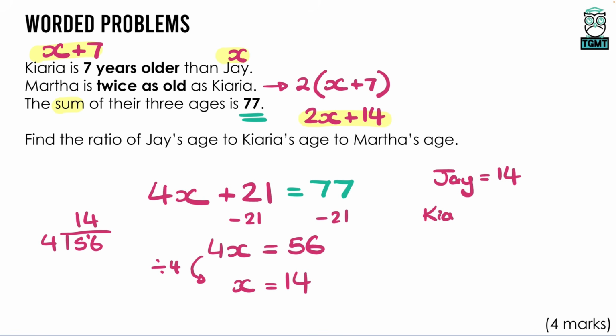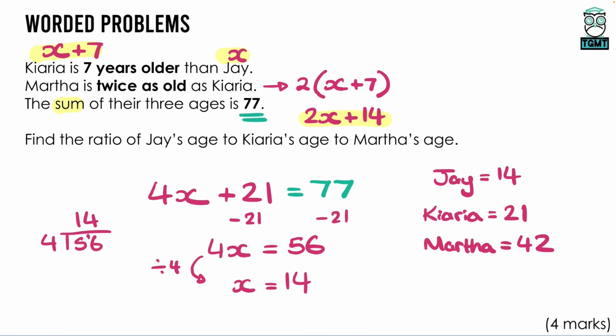Kira, and I can just use the language of the question now. I don't need to use the algebra. It said Kira's 7 years older than J. So add 7. Kira's 21. Martha is twice as old as Kira. So Martha, twice as old as Kira, makes Martha 42. Doubling 21 there. You could take that value of x and sub it into each of the expressions, but we'd basically be doing exactly the same thing.